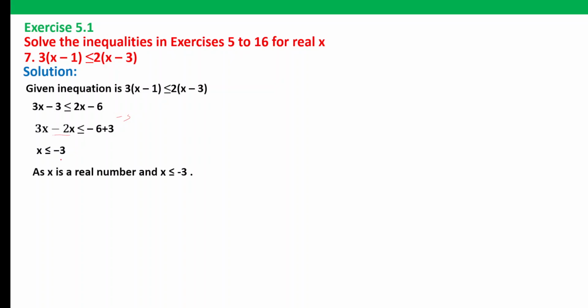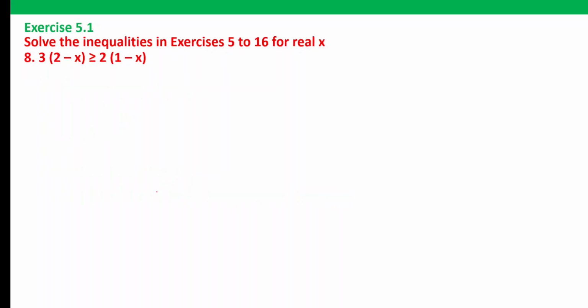Therefore, as x is real and x is less than or equal to minus 3, the solution of the given inequality is x belongs to minus infinity to minus 3, because here it is less than or equal. So we have to use this closed bracket. Closed bracket means minus 3 is also a solution of this one, because this equal symbol is there.